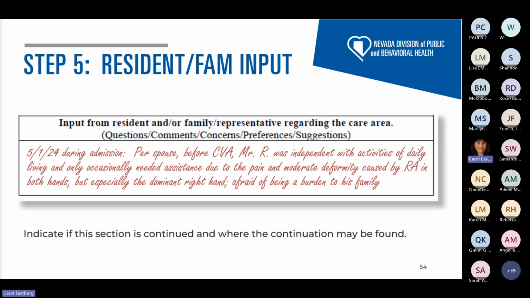Mrs. R spoke up on behalf of the resident regarding his normal ability to be independent with ADLs almost all the time. So the person documented, per spouse, before CVA, Mr. R was independent with activities of daily living and only occasionally needed assistance due to the pain and moderate deformity caused by rheumatoid arthritis in both hands, but especially the dominant right hand. And he doesn't want to be a burden to his family.